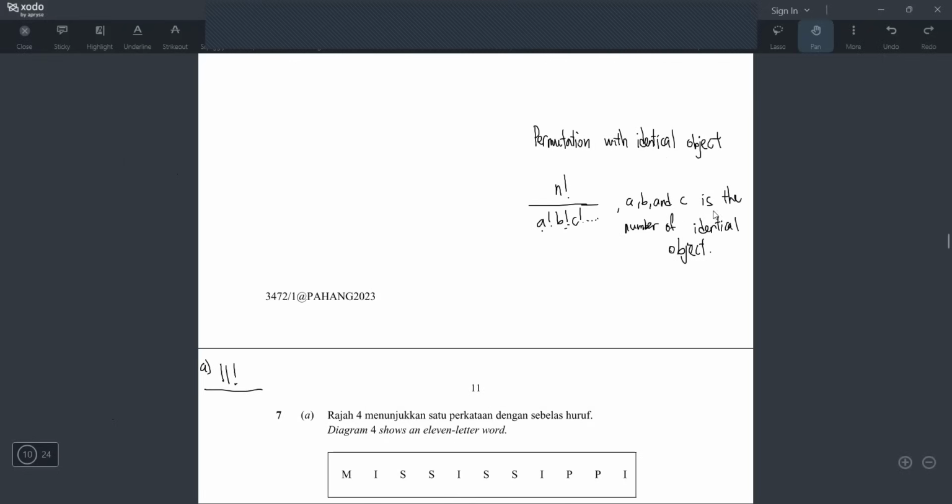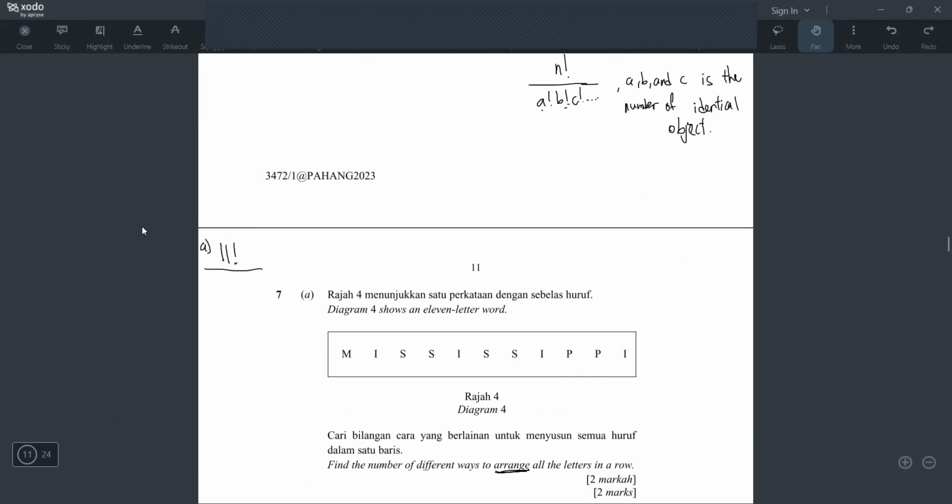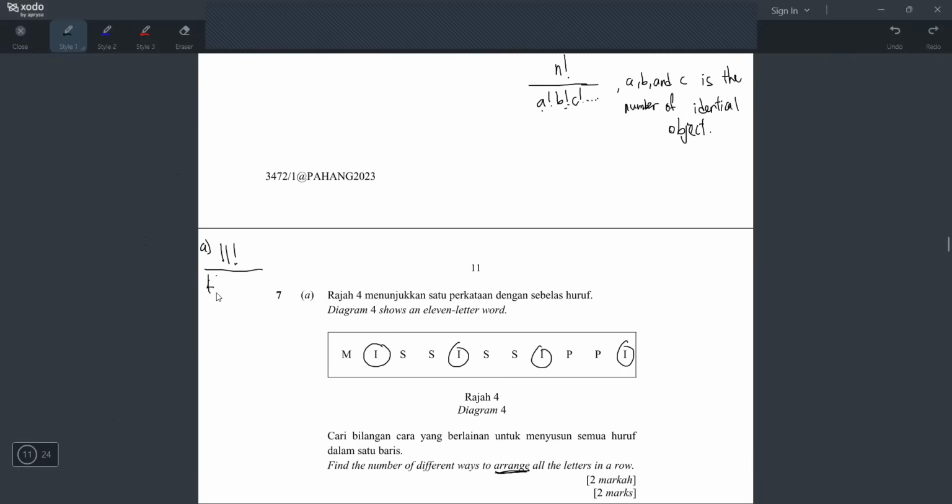So let's see how many is the number of identical objects. In this question, you can see the I repeats quite a few times, right? To be exact, it is 4 times. That's why you have to divide by 4 factorial, because 4 is the number of identical I. And the S also repeats 4 times. So the number of identical objects for the second letter, S, is also 4. So it's divided by 4 factorial. And finally, which one repeats? P and P. So the number of identical objects is 2 here, so 2 factorial.